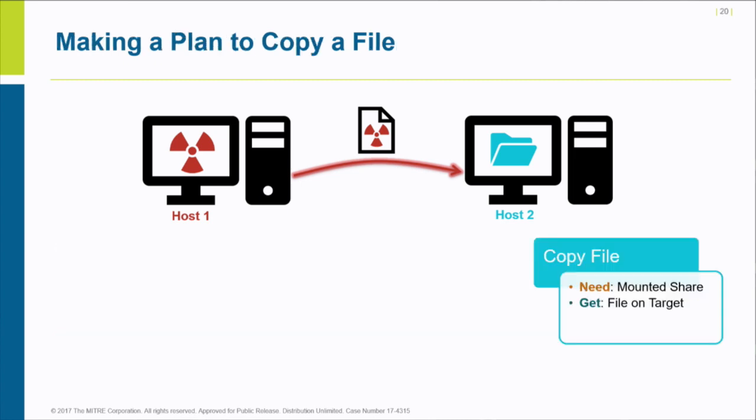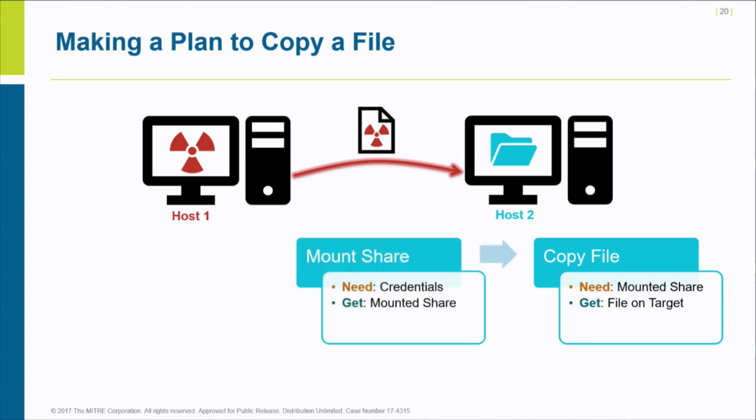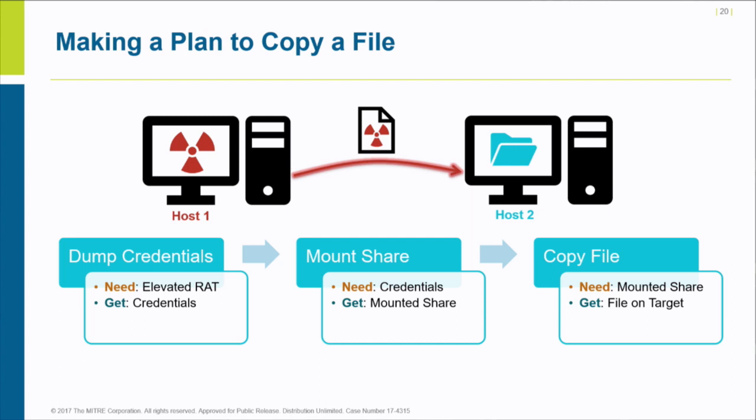And what's nice is I might say, okay, let's say my goal is over here on the right to copy a file. I'm going to get that file on the target, which is my goal. That's what I'm looking for. In order to execute copying a file, I need a mounted share. Oh, look, I can take mount share as another action. And the consequence of mount share is getting that mounted share. So if I mount the share, then I can copy a file. But to mount the share, I need credentials. So again, backward chaining it back, okay, if I dump credentials, I'm going to get those credentials that I need. And so to jump into this chain, I just need an elevated RAT running on host 1, which is what I started out with.